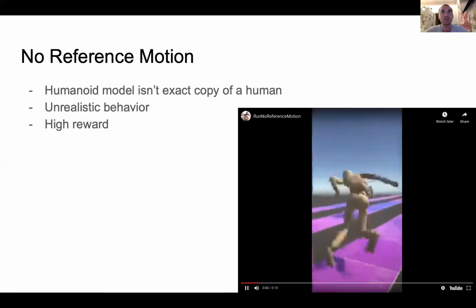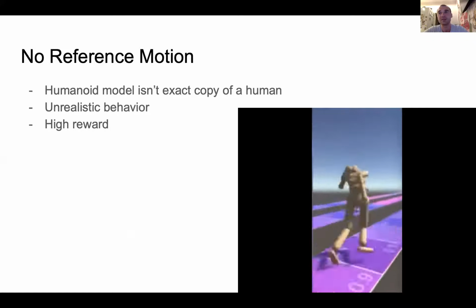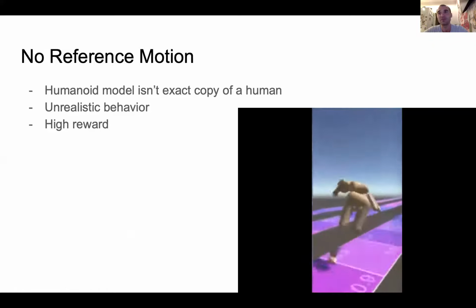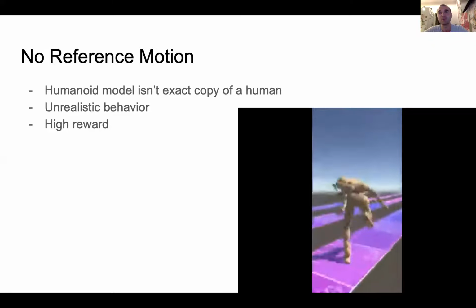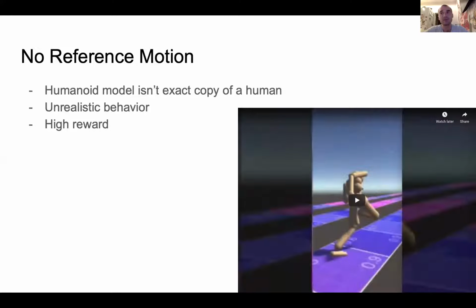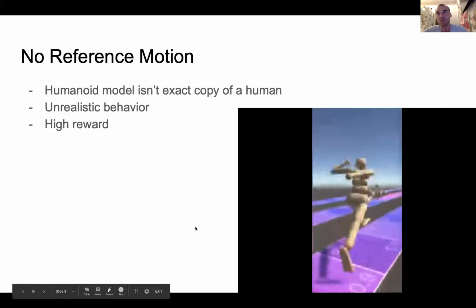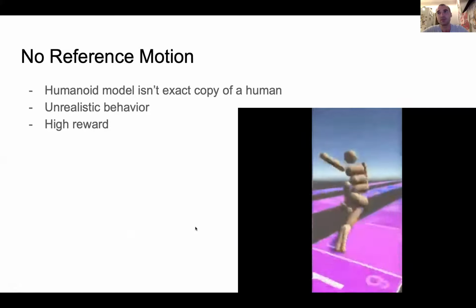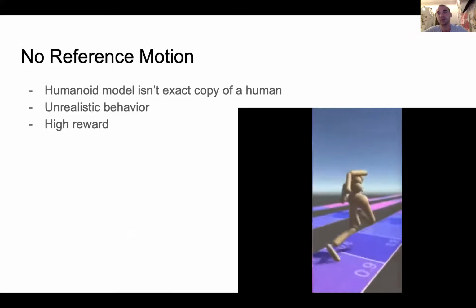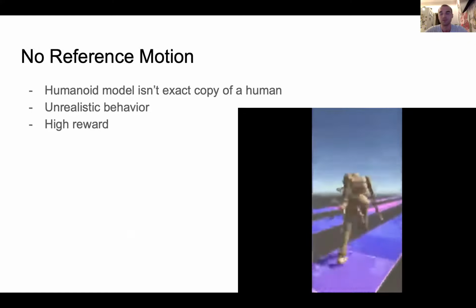The question is why to use reference motion at all? The answer is, if we do not use it, the humanoid will behave unrealistically. The reason for that is that the humanoid consists of around 100 joints, while a real human is far more sophisticated and has its own anatomic peculiarities that the humanoid model doesn't capture.